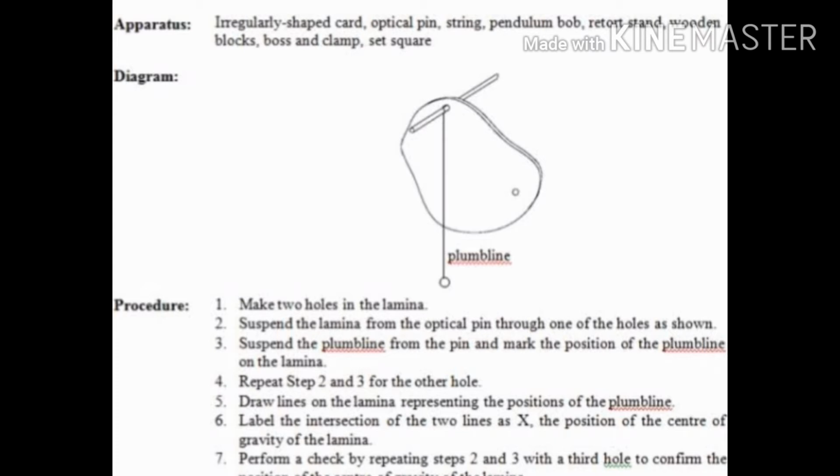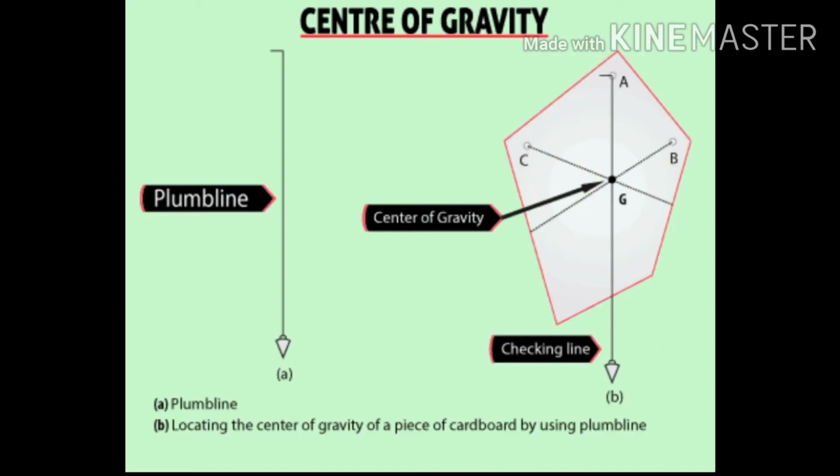Is it clear? So draw the lines on the lamina representing the position of the plumb line. Label the intersection of the 2 lines as X, the position of the center of gravity of the lamina. Perform by repeating steps 2 and 3 with a third hole to confirm the position of the center of gravity of the lamina. Is it clear?